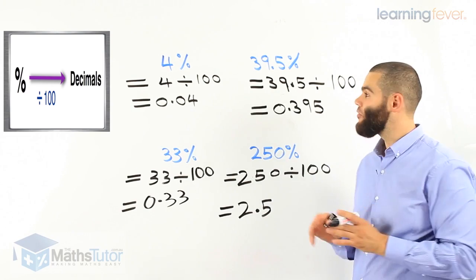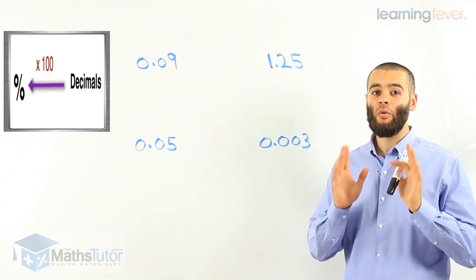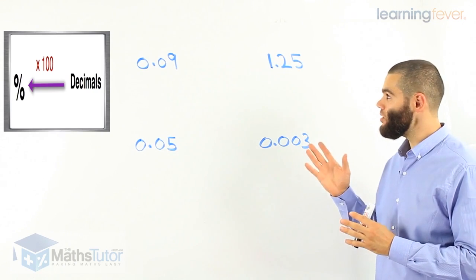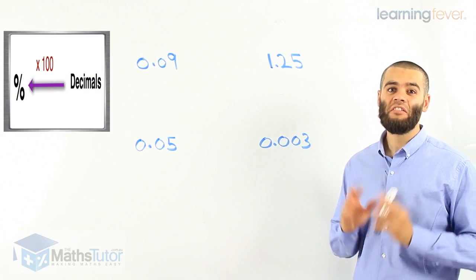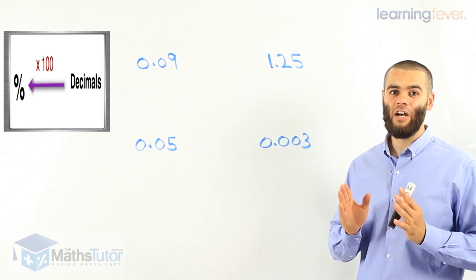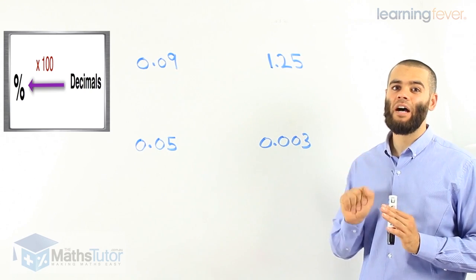Now, let's go from decimal back to percentage. Okay, dudes, we're now converting from decimals to percentages. The rule, decimals to percentages, is the same as fractions to percentages, times by 100. Whenever you are asked to convert to percentage, times by 100.